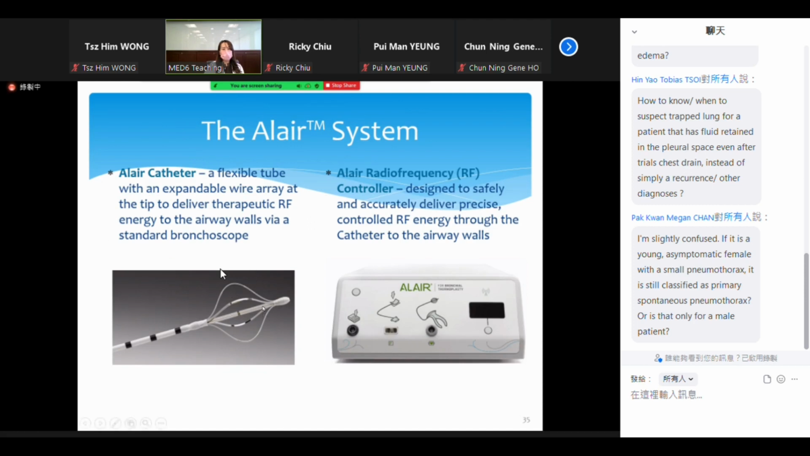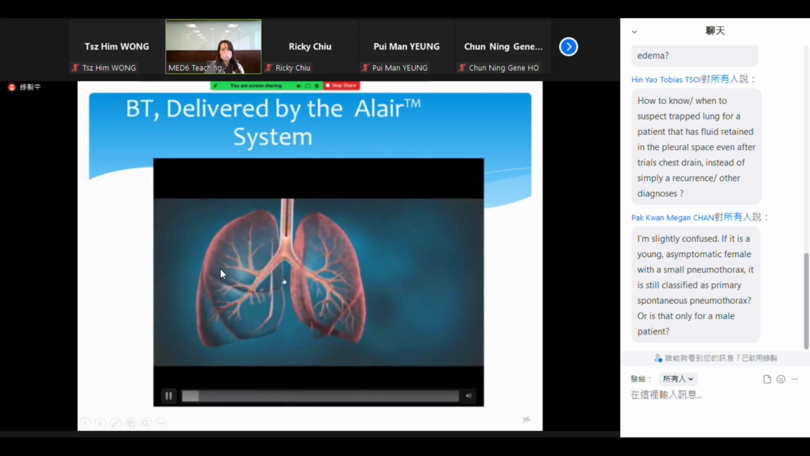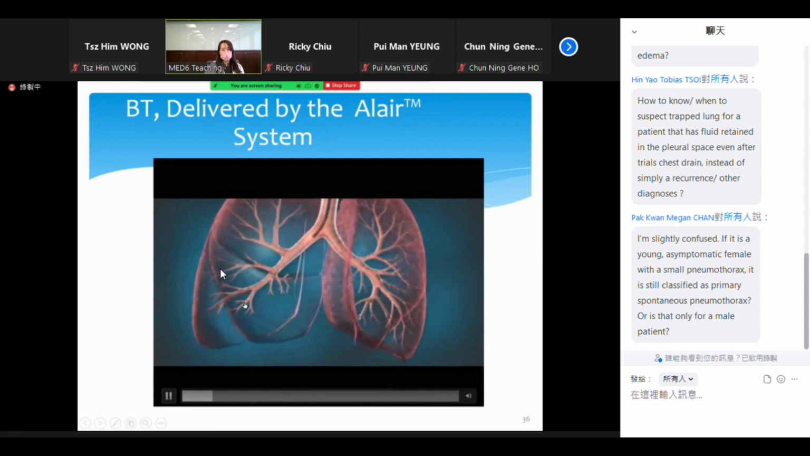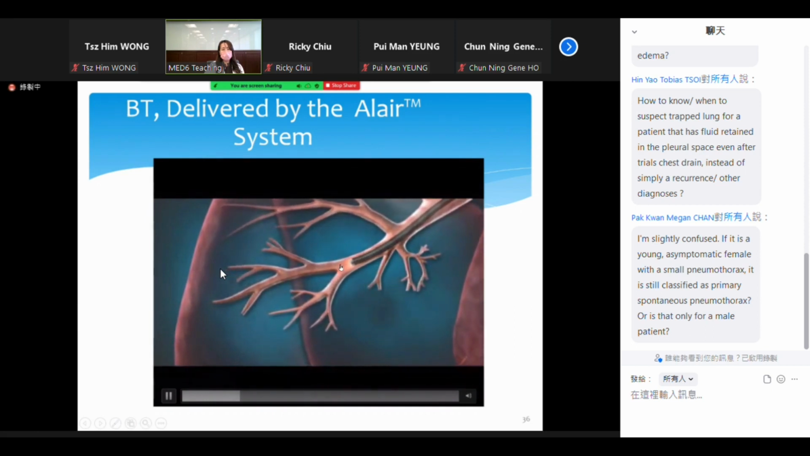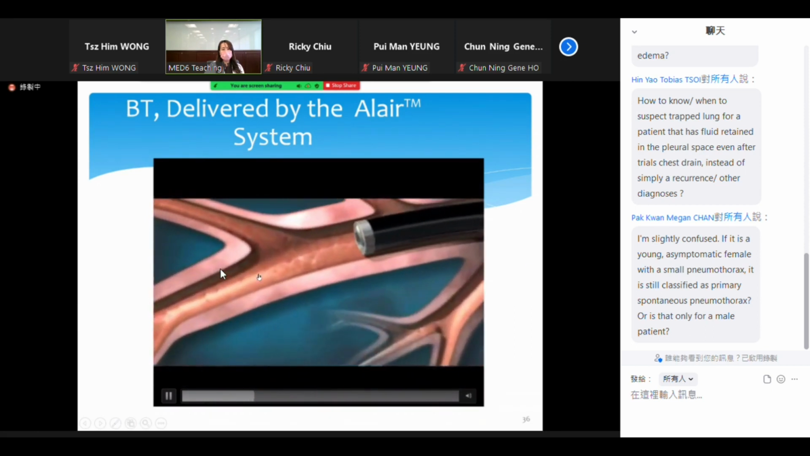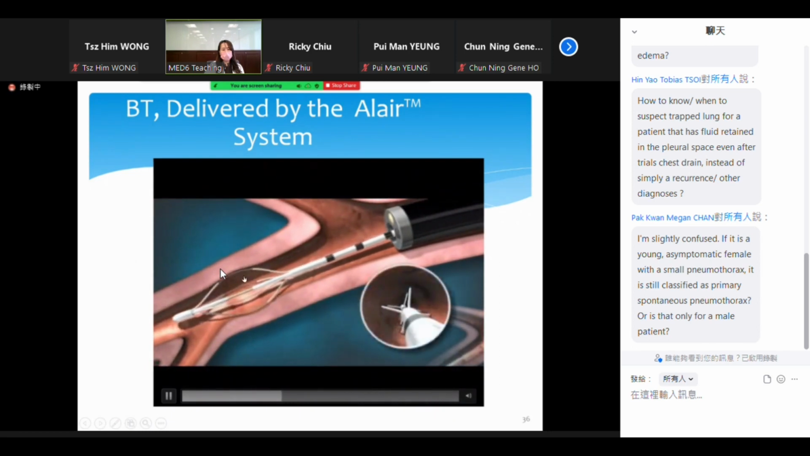So this is the catheter system. It will deliver the radio frequency energy to the airway and then reduce this airway smooth muscle. So this is the video showing how the bronchial thermoplasty is done. So the patient is intubated, and we do bronchoscopy to the target airway, and then the radio frequency energy will be delivered there and reduce the smooth muscle over the bronchial wall.